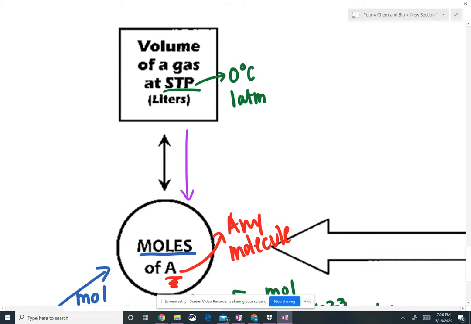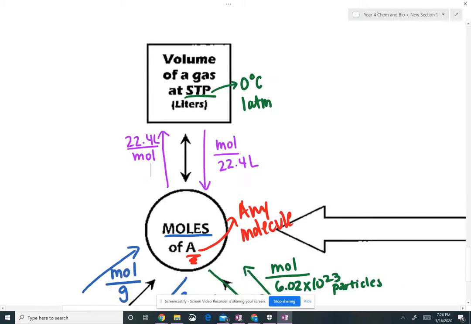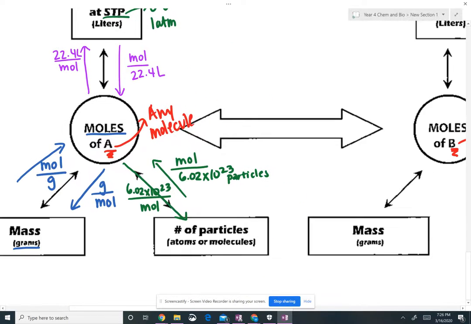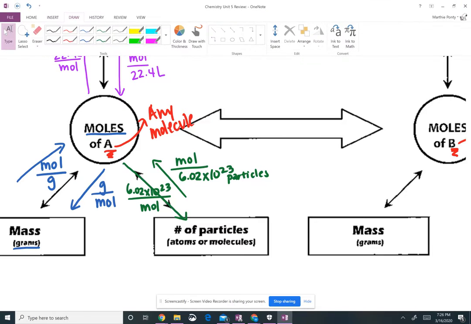So if you are going this way, you want moles at the top and 22.4 liters at the bottom, because we're trying to get rid of that. If you are going from moles to liters, you want 22.4 liters at the top and moles at the bottom. Okay, so those are your basic ways to travel through that side of the chart.